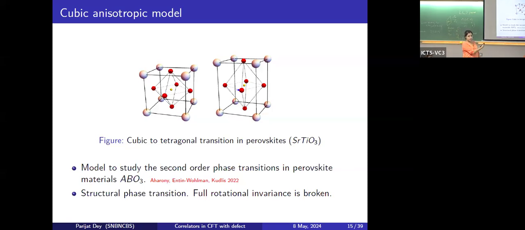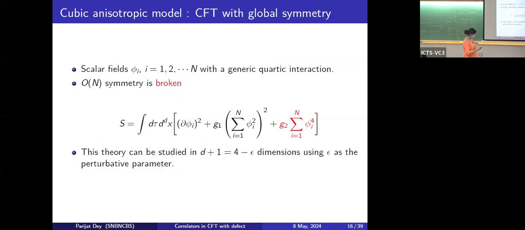Yeah, I will talk about the field, the order parameters in the next slide. But the bottom line is that when we undergo this kind of phase transition, the full rotational invariance is broken, because this octahedra can rotate along the axis of the cubic lattice. So we need to incorporate this symmetry. So how do we do that?